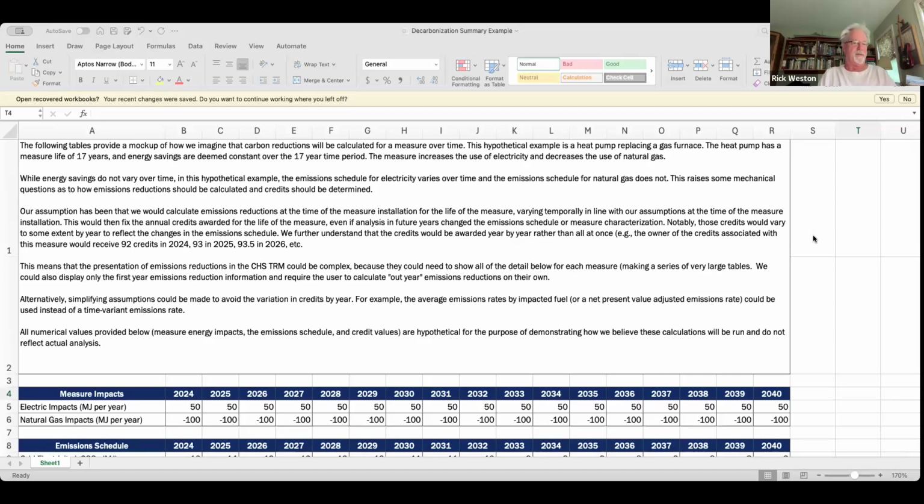In their assumptions, they actually address that up above. If you look at line, well, it's all in one. Yeah, and I did read this, but tell me which line you're looking at. So it'd be the third paragraph under line in assumptions at the top of the text. Then would fix the annual credit, so for the life of the measure, even if analysis in future years. Yes, okay, that does answer it, so I missed that, obviously.